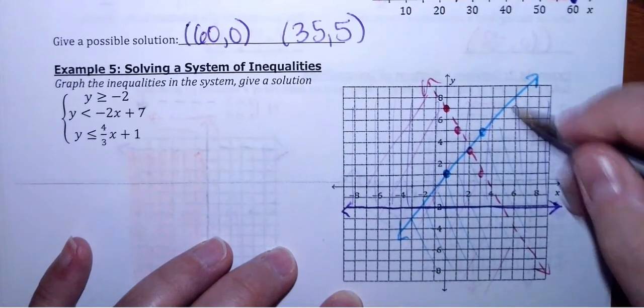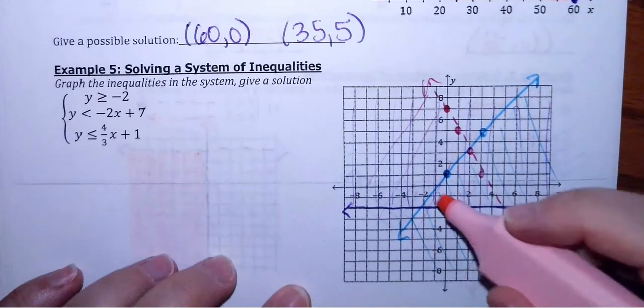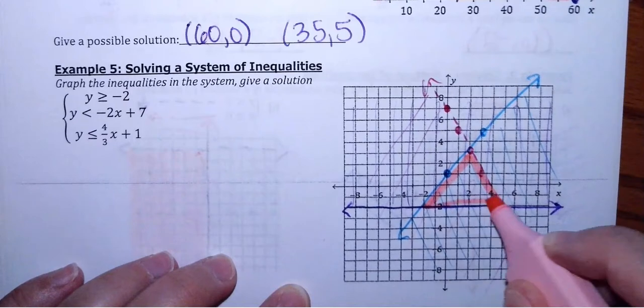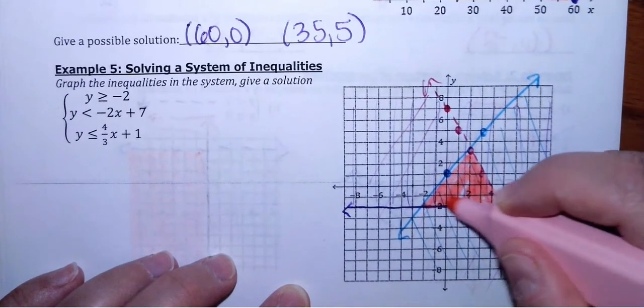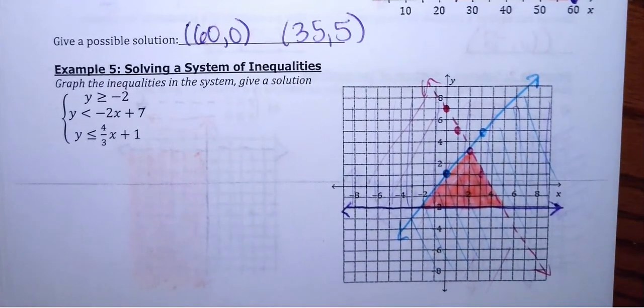I don't know if you guys were paying attention as I was going through, but I'm looking for a region that works for all 3. And it's actually going to be this little triangle area here. All these points will satisfy that entire system. They work for all 3 of those inequalities. Just a little added challenge there, an extra inequality.